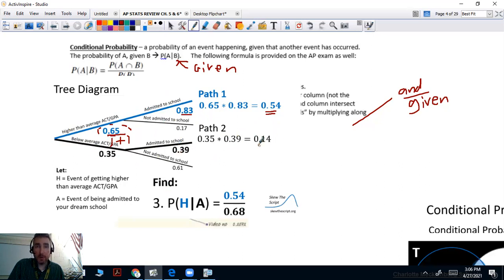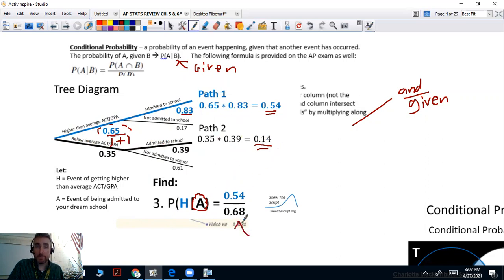0.35 times 0.39, that's 0.14. And you might be asked a problem where, given A, so given you have been admitted to your dream school, what's the probability that you have a higher than average ACT or GPA? In this situation, you want to find the overall admitted. There are two ways to get admitted. Path 1 is when you have a higher than average ACT, which is the 0.54. But there's also path 2, when you have a below or average ACT, which is 0.14.